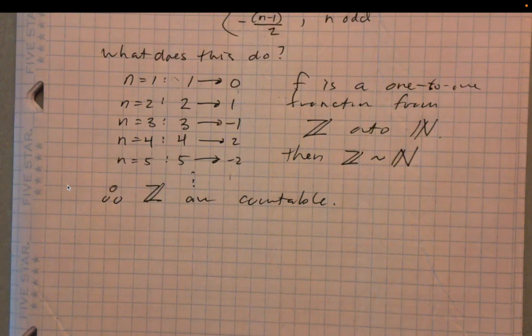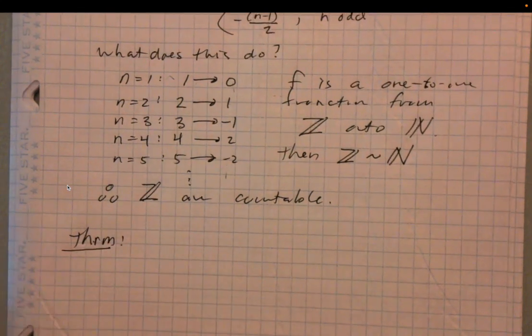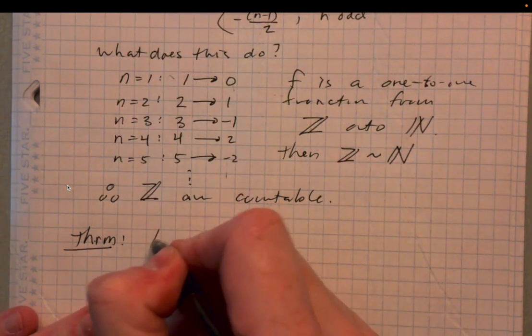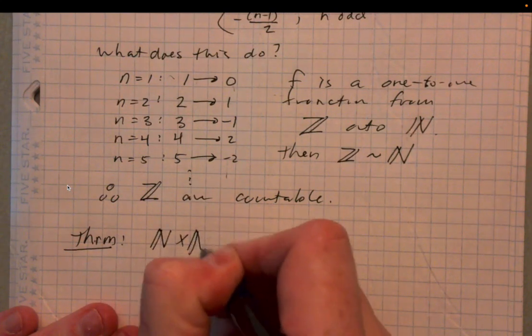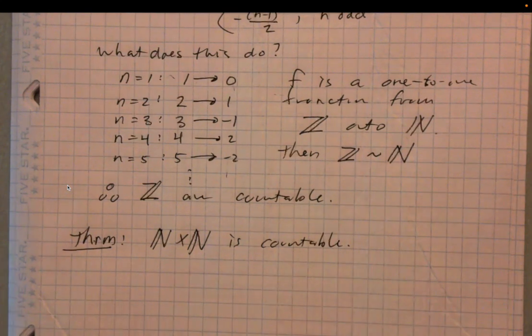Okay. Now, this may surprise you, but when we increase the dimensionality, we can still retain countableness. The next theorem says that N cross N is countable. Remember, this is the Cartesian product of the natural numbers and the natural numbers, so this would just be ordered pairs of natural numbers.